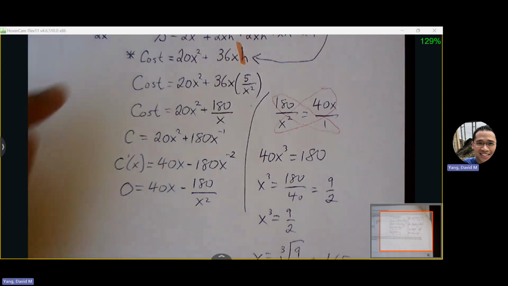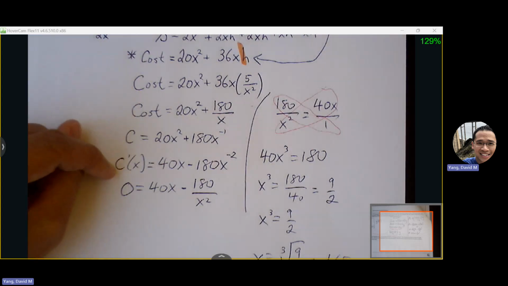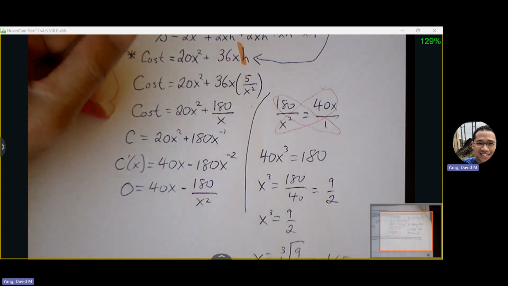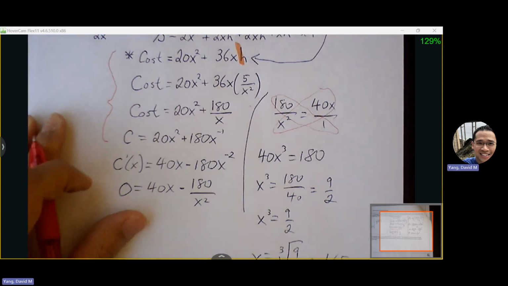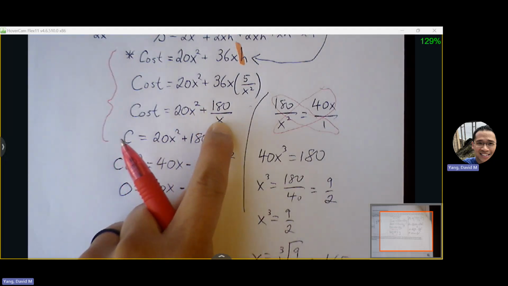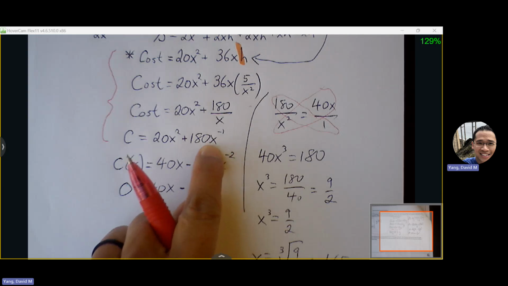Yeah, there's multiple, right? You can use this one, this one, this one. You don't want to use C prime though. C prime is something else. So any of these four is fine, but we probably want to plug into the one that we feel is the easiest one to plug into. So maybe this one here, 20x squared plus 180 over x, so you don't have to deal with multiple x's or negative exponents.